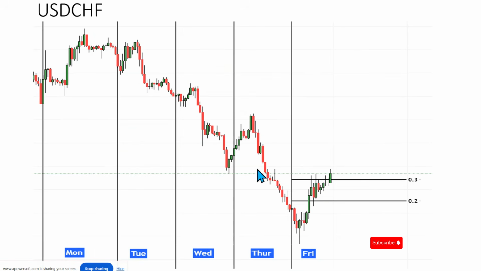And this is what it looks like on the lower time frame. Thursday, we have an expansion. Friday, you can see we still had that retracement or reversal to 30% of the range. That is all you need.